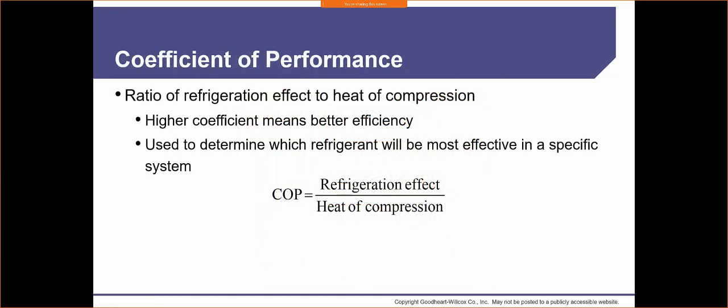Coefficient of performance, it's the ratio of refrigeration effect to heat of compression. All right, so a higher coefficient means better efficiency. Used to determine which refrigerant will be most effective in a specific system. Okay, so basically what we're doing is we're trying to figure out, as we start moving this refrigerant around, which one's going to be the best based on the different applications that we have. Okay.